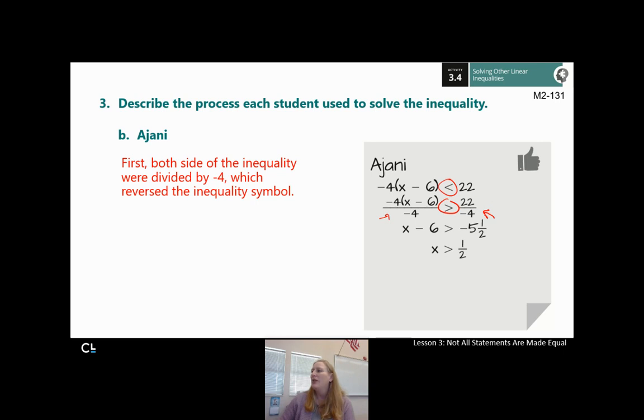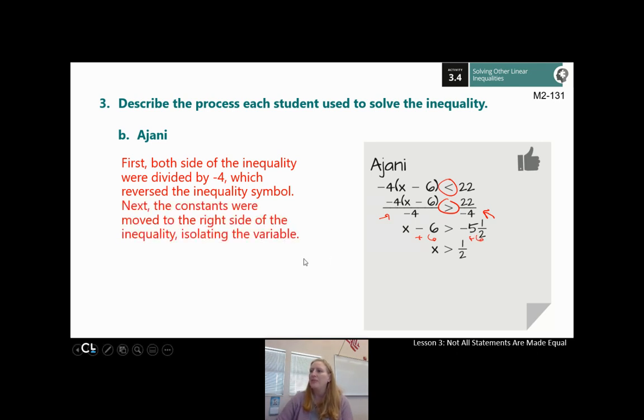And while that did give us a weird answer over here, maybe you would have put a decimal, negative 5.5, but Ajani went ahead and put negative 5.5. But look how much simpler this all of a sudden looks. Kind of nice. So from here, Ajani can isolate the variable simply by adding 6 on both sides. So yeah, next the constants were moved to the right side of the inequality thereby isolating the variable. So it looks like Ajani did have some slightly fewer steps, but he did end up with some slightly weirder numbers in the middle.